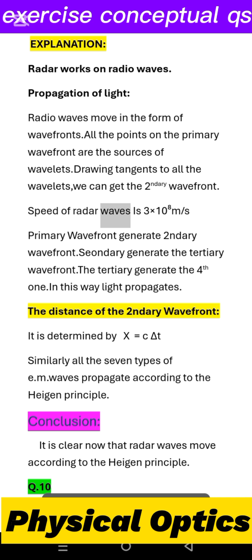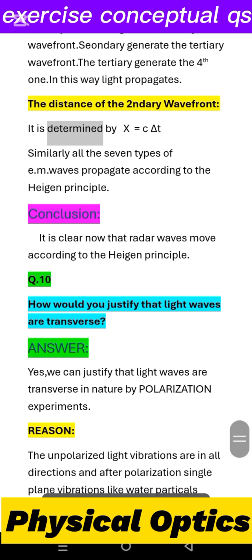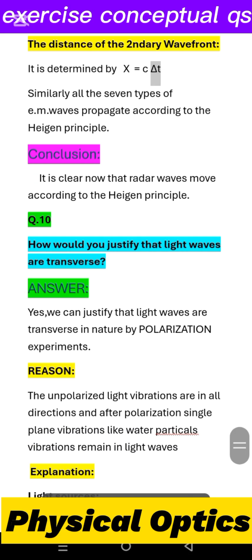Speed of radar waves is 3×10^8 m/s. The primary wavefront generates the secondary wavefront. The secondary generates the tertiary wavefront. The tertiary generates the fourth one. In this way light propagates. The distance of the secondary wavefront is determined by x = cΔt. Similarly, all the 7 types of EM waves propagate according to the Huygens principle. Conclusion: it is clear now that radar waves move according to the Huygens principle.